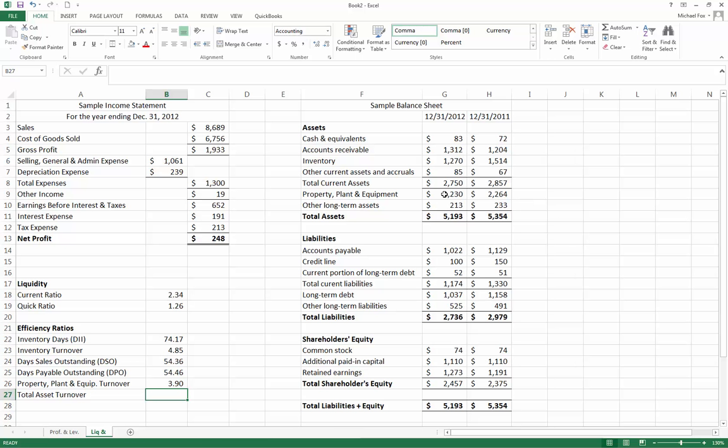And here it's 3.9. Meaning our revenue is 3.9 times greater than our property, plant, and equipment. What does that mean? Good or bad? Again, depends on what's norm for your business. Total asset turnover is just like it, except that instead of property, plant, and equipment, we take our total assets. We take our revenue, and divide that by our total assets. And there it's 1.67. So we're making sales 1.67 times greater than our total assets.